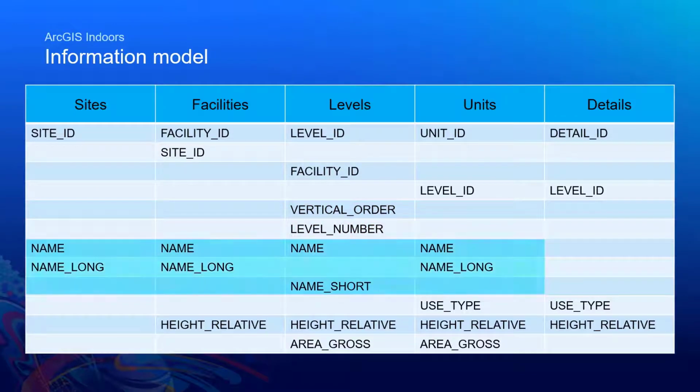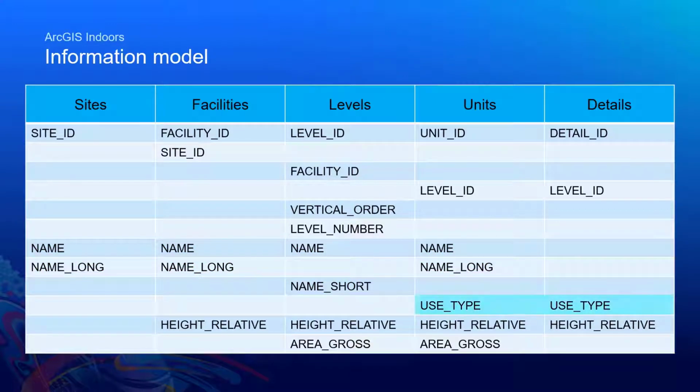The Sites, Facilities, Levels, and Units feature classes have attributes for storing name strings that might be suitable for use as labels or in pop-ups. The Units and Details feature classes have use type attributes to store strings describing the use or function of each feature. Units might have use type values like office, corridor, kitchen, or restroom, while details might have use type values like door, interior wall, or window. We might use these use type field values to label features, as information in pop-ups, or when setting feature symbology.